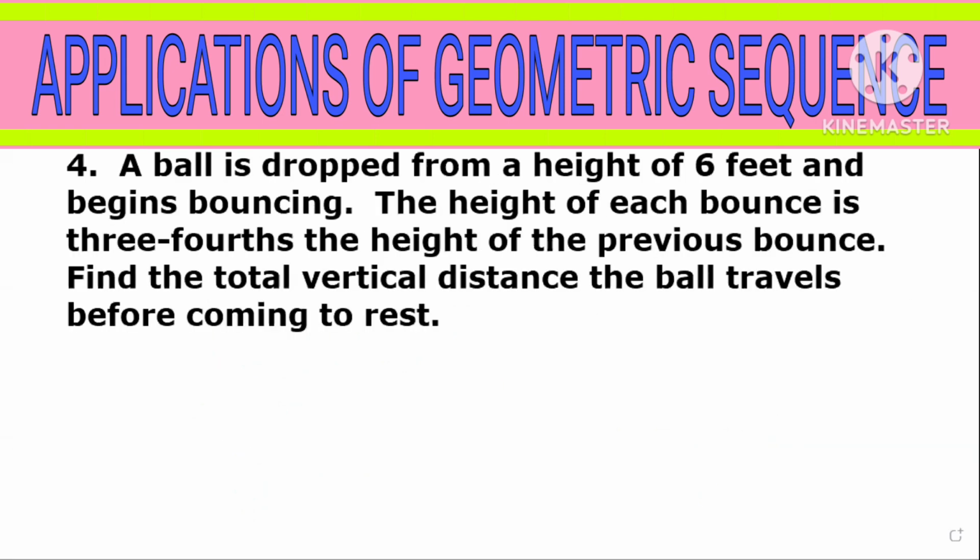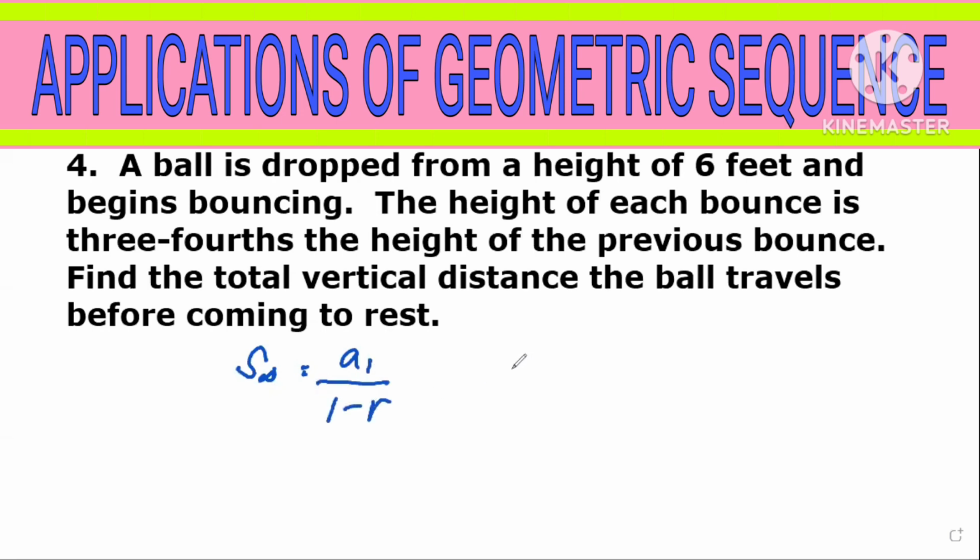Problem number 4. A ball is dropped from a height of 6 feet and begins bouncing. The height of each bounce is 3/4 the height of the previous bounce. Find the total vertical distance the ball travels before coming to rest. Okay, the phrase before coming to rest indicates that this is an infinite geometric series problem. And the formula to consider is S infinity is equal to a sub 1 over 1 minus r.